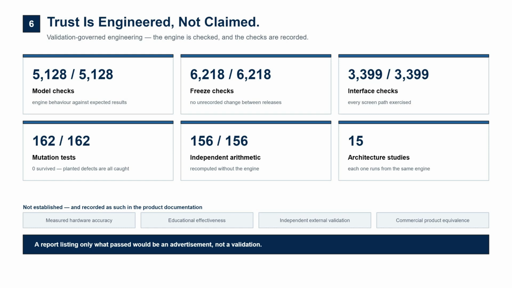For an engineering platform, useful output is not enough. The output also has to be trustworthy. So validation is part of the product architecture. The current build has passed 5,128 model checks, 6,218 freeze checks, and 3,399 interface checks. It also includes 162 registered mutation tests, with 0 planted defects surviving, and 156 independent arithmetic checks recomputed outside the engine. All 15 architecture studies run through the same engine.